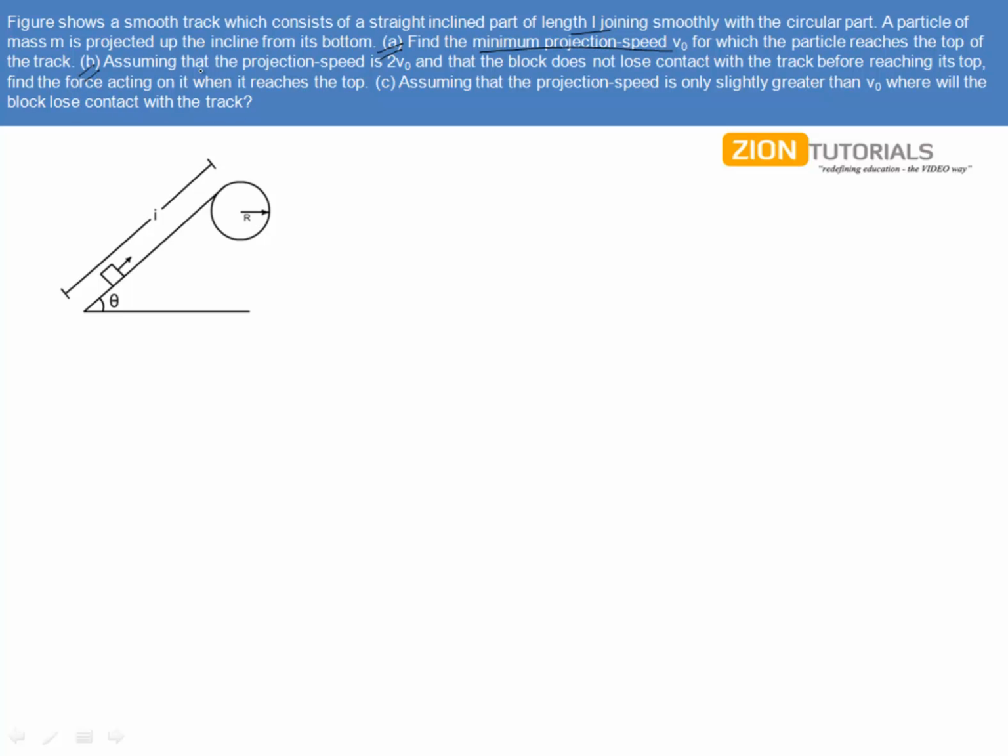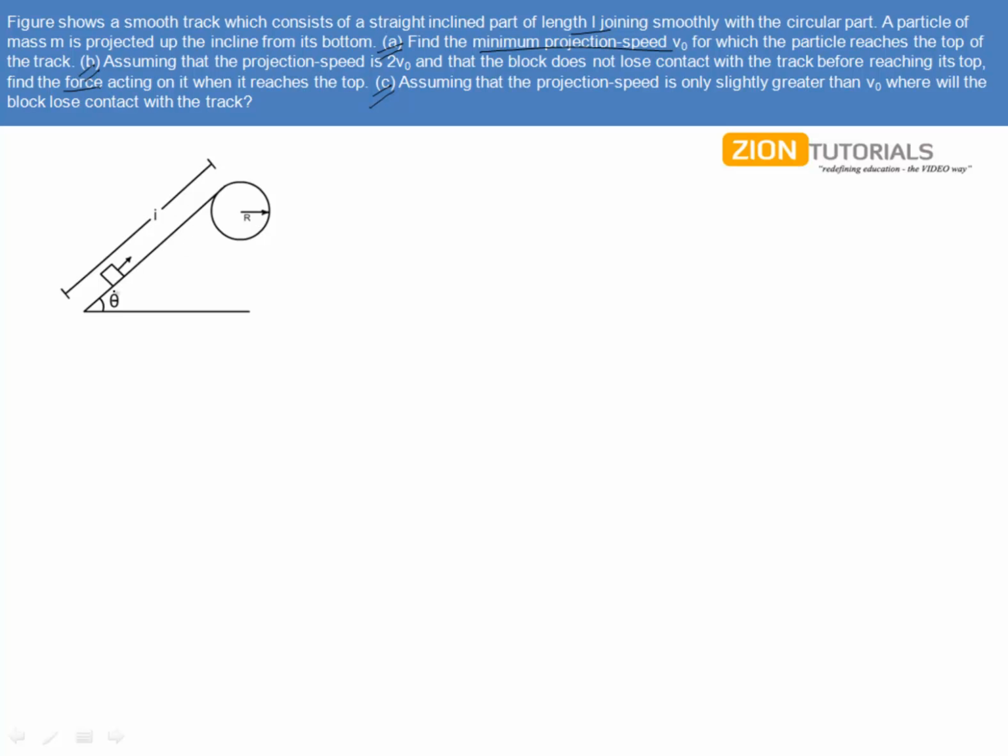B. Assuming that the projection speed is twice of v0 and that the block does not lose contact with the track before reaching its top, find the force acting on it when it reaches the top. And the last part being, assuming that the projection speed is only slightly greater than v0, where will the block lose the contact with the track? So let us first see what is happening in this question.